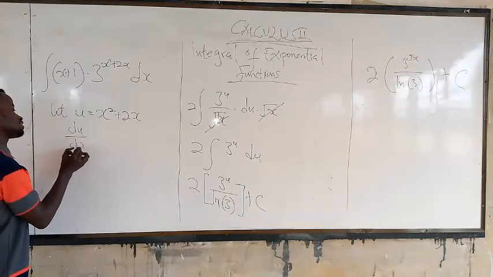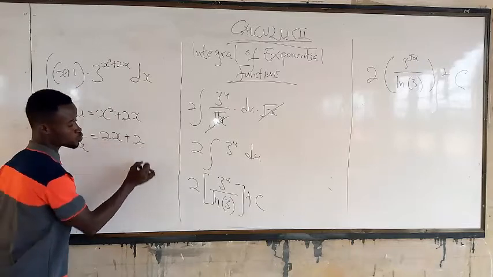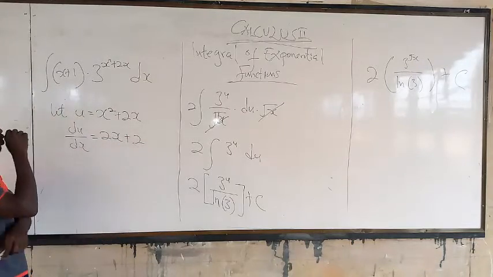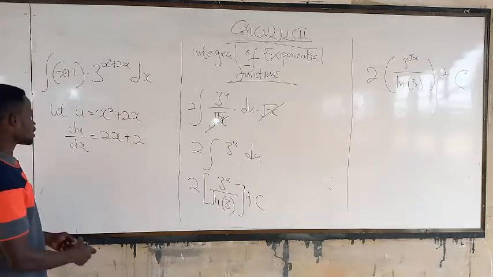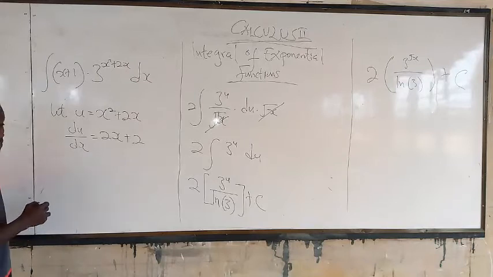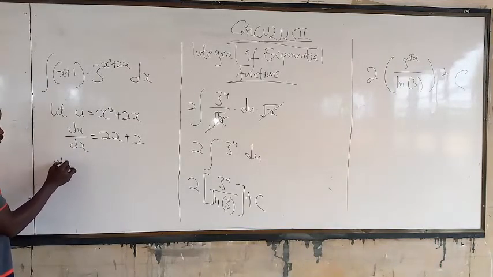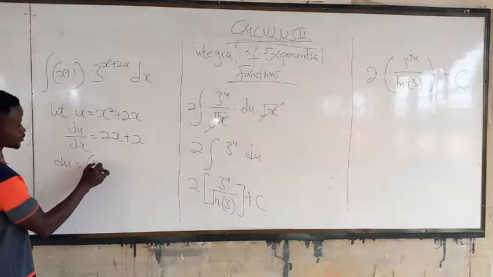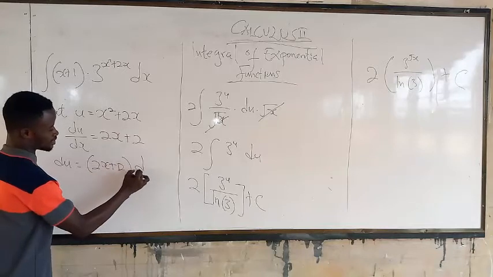du ds is 2s plus 2. Ooh. I hope you can see something. Now here, I hope you can see something. Let's go. du is 2s plus 2 ds.